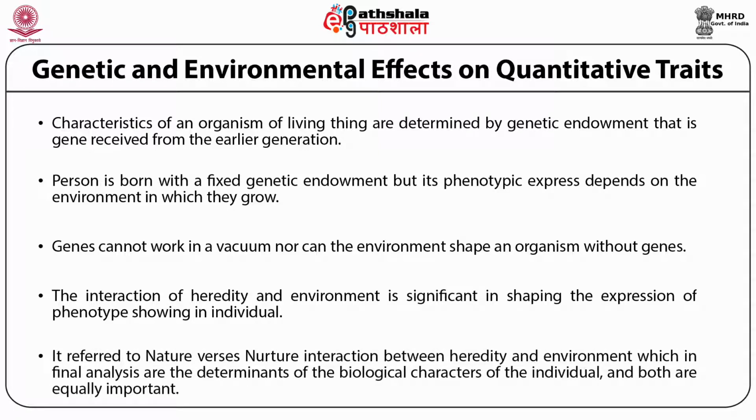It is referred to as the nature versus nurture interaction between heredity and environment, which in final analysis are the determinants of the biological character of the individual, and both are equally important. For example, in the case of blood groups, the differences between individuals are of genetic origin. Each such trait requires an environment before it develops. Similarly, when differences are entirely environmental in origin, there is still an underlying genetic basis for the character. The RBC count of an individual can also depend on the environment in which they live.